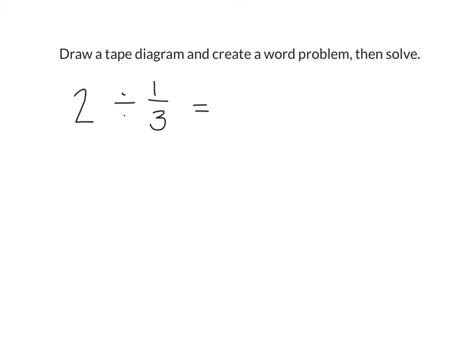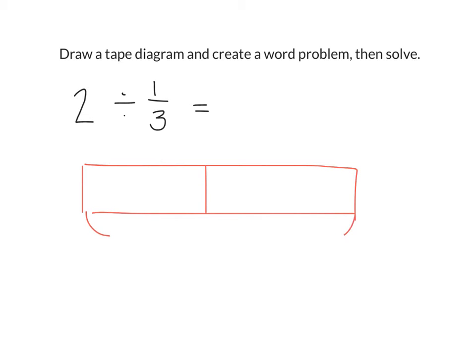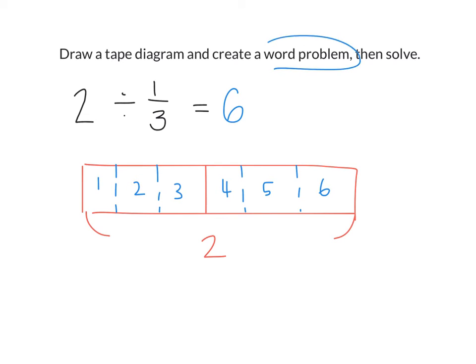This time, if you have to draw a tape diagram first, how long should my starting piece of tape be? 2. So I'm going to draw a piece of tape. I'm going to split it down the middle and show that this is 2. Okay? Now, I have to split it into what sized pieces? Thirds. So how many thirds will I have altogether? 6. So I know my answer is 6, right? Because I have 1/3, 2/3, 3/3, 4/3, 5/3, 6/3. So my answer is going to be 6. But now I need to create a word problem.